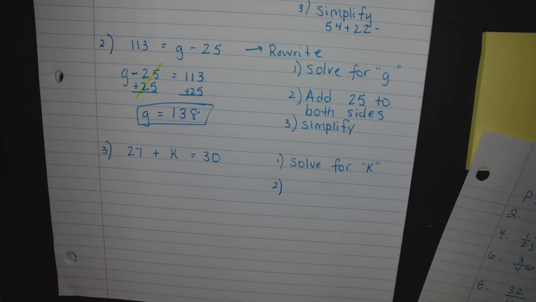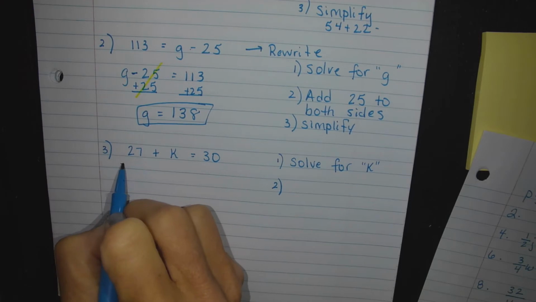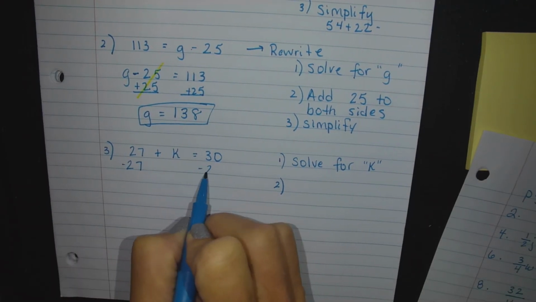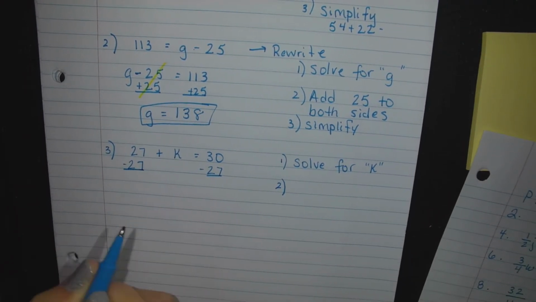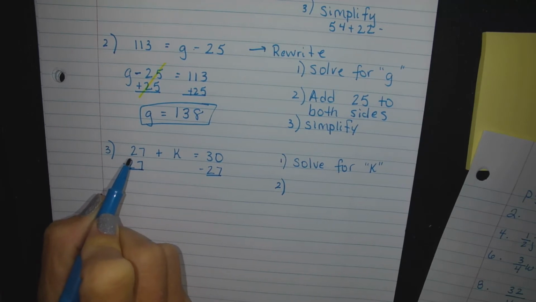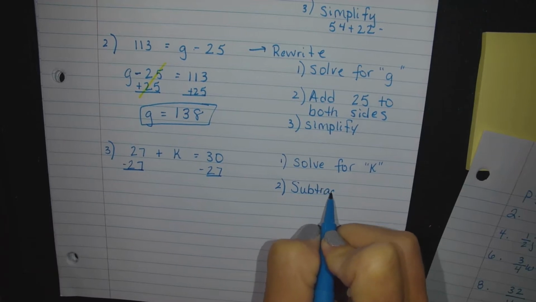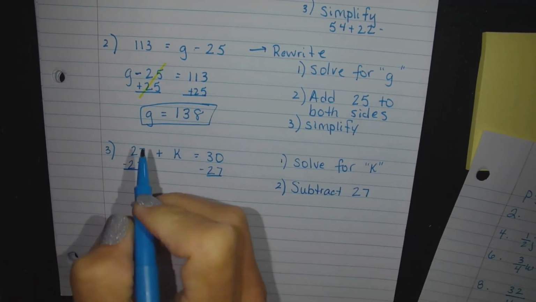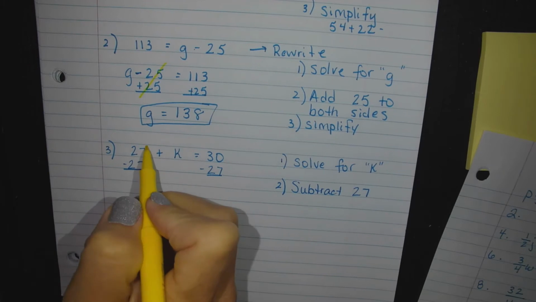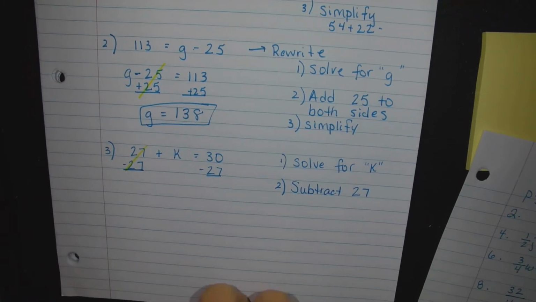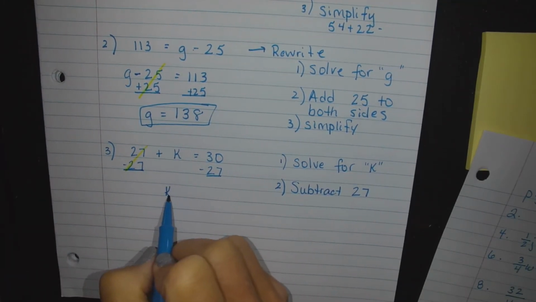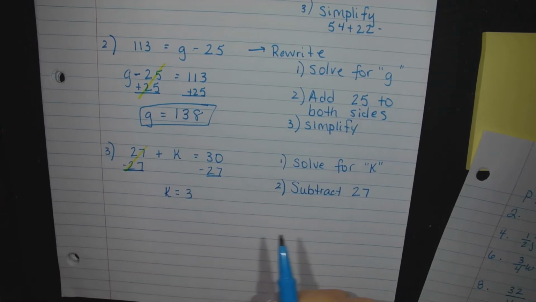What variable are we solving for here? Okay. You got it? All right, give me the steps. You subtract 27 from 27 and 30. All right, why am I subtracting? This 27 is positive. You do the opposite. Okay, so you're going to subtract 27. All right, and 30 minus 27 is? K equals 3.